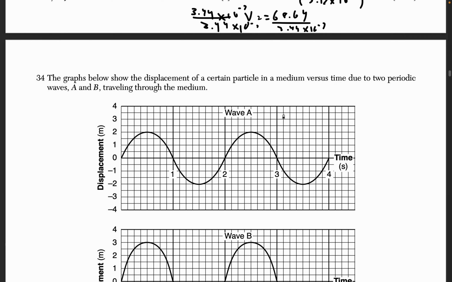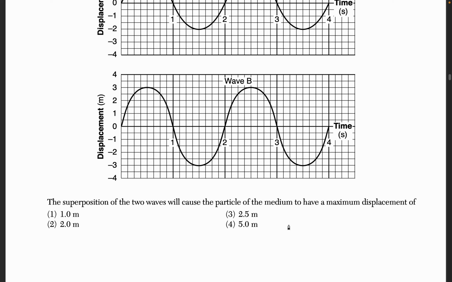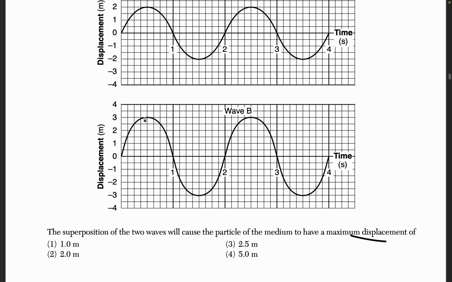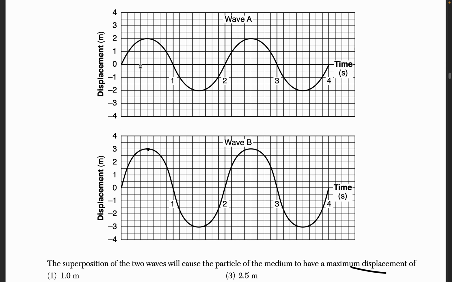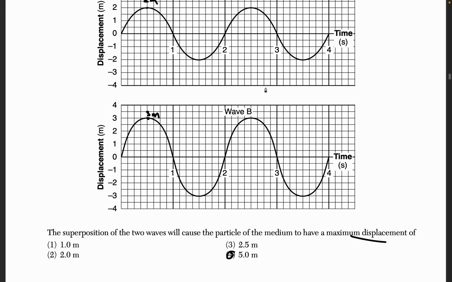The graph below shows the displacement of a certain particle in a medium versus time due to two periodic waves, A and B, traveling through the medium. The superposition of the two waves will cause the particles to have a maximum displacement. Superposition means when we add up the waves. We have to match it up here: 3 meters, and 2 meters here. 3 plus 2 is 5 meters. These are constructively interfering because they're moving in the same direction. If this was opposite, going down, they would destructively interfere.